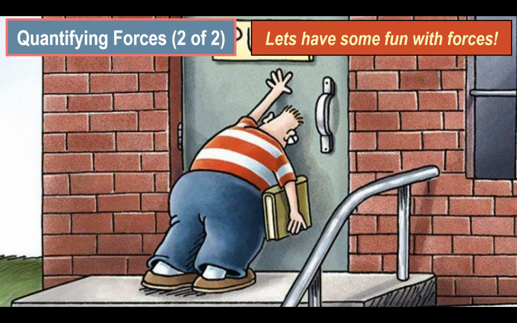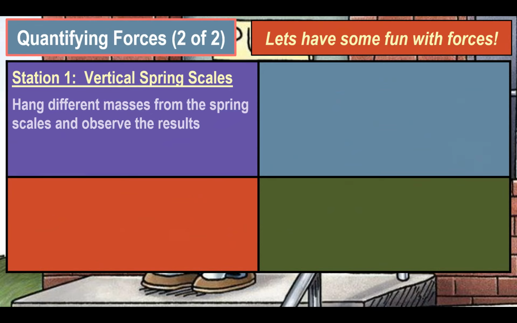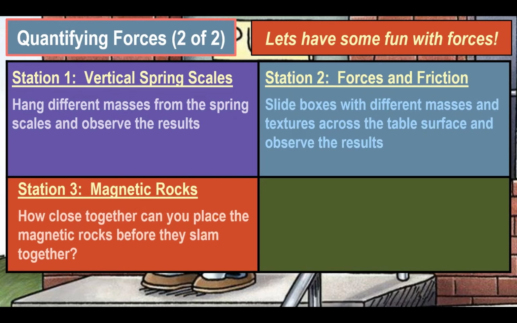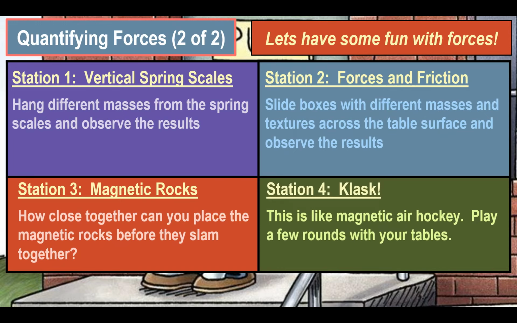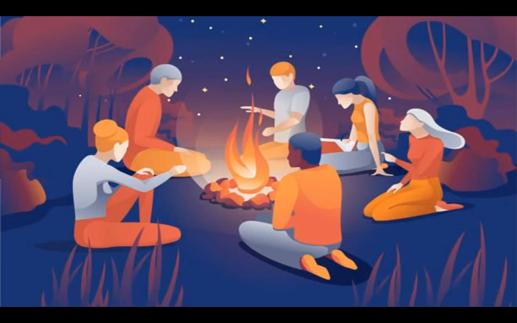Then I introduced my students to a spring scale because on my last slide here, we are going to play around with some forces. So this slide looks a little different. This is not an informational slide. They put this grid on their notebooks, and they had 4 different stations around the classroom that they went and did something with forces. In the first station, they hung different masses from spring scales vertically to observe the results. Second station, they had boxes of different masses and different textures to slide across different surfaces. In the third station, we played a game with magnetic rocks, and in the fourth station, we played Clask. So technically, there are no images on this slide, but this is purely informational, so that students could go to the actual station and do their activity.